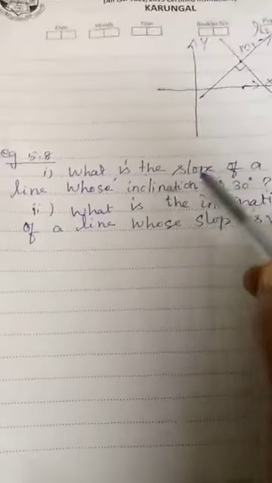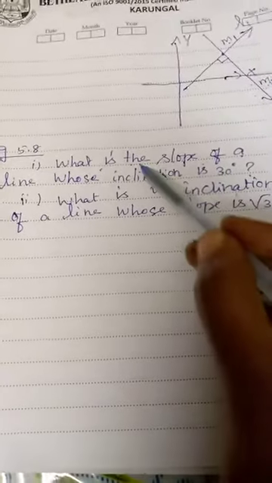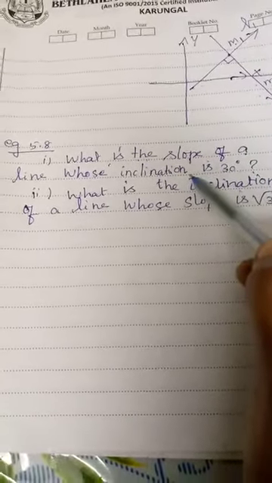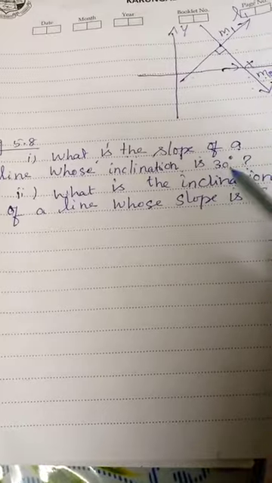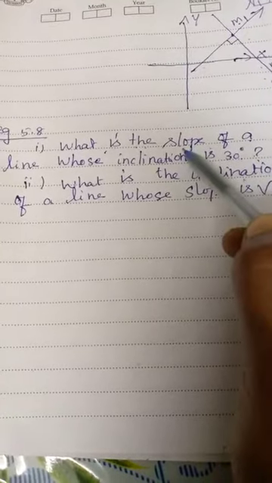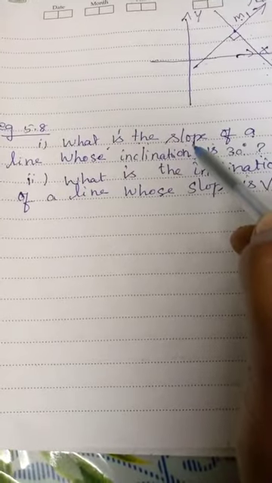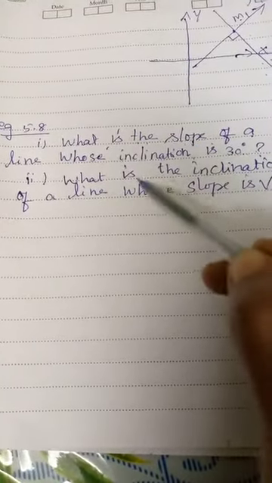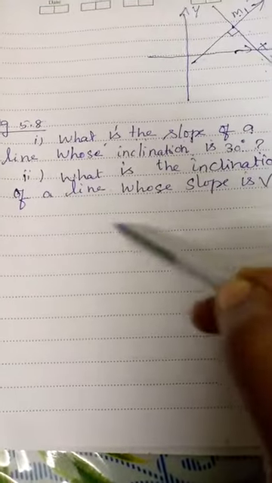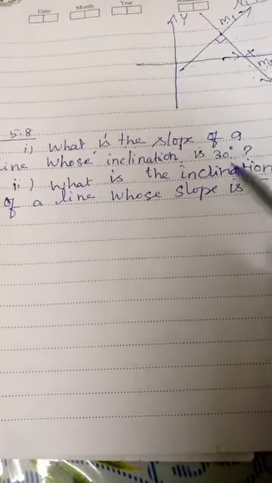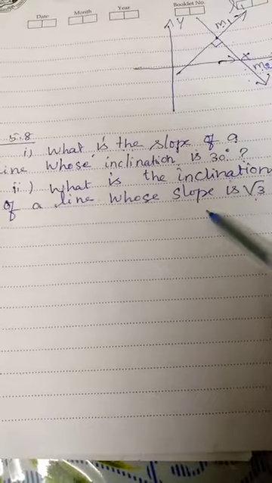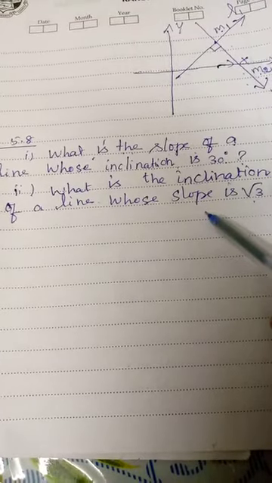First one is, what is the slope when there is an angle of inclination? Angle of inclination means theta. Theta value is given, slope they asked. We know when there is theta, slope m is equal to tan theta. That formula we have to use. Second, what is the inclination when there is slope? Theta we have to find out, tan theta value is given. Very simple. Shall we do?